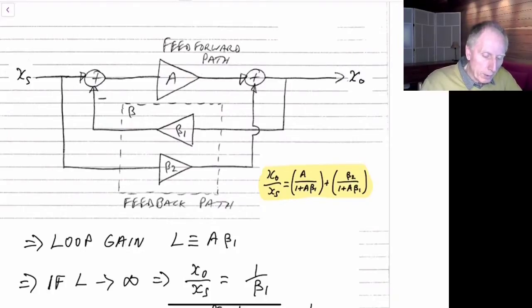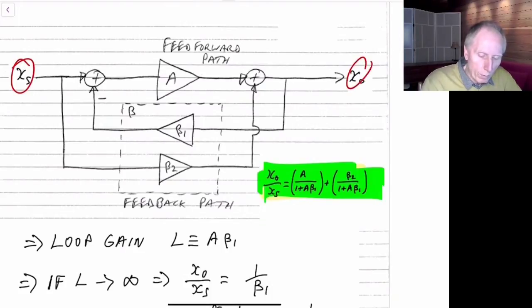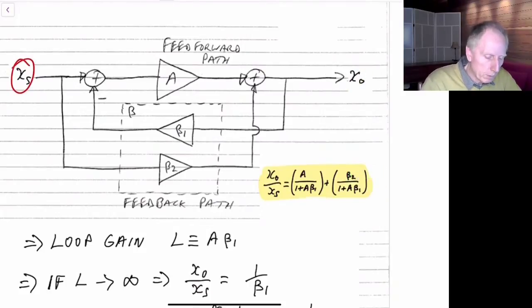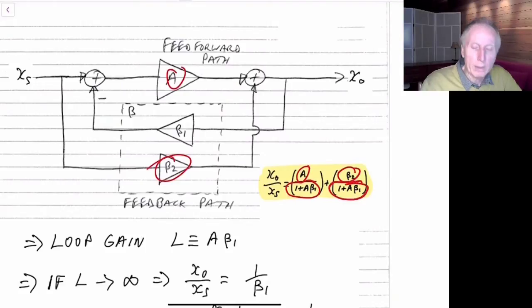If we do some analysis on this, we'll find that again, the transfer function from the input to the output is now given by this equation over here. So it's equal to A divided by 1 plus the loop gain, which is 1 plus A times beta 1, plus beta 2, which is this value, divided by 1 plus the loop gain, 1 plus A times beta 1. And so that becomes a much better representation of a practical circuit.